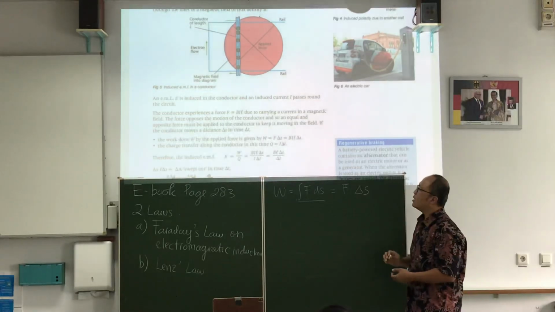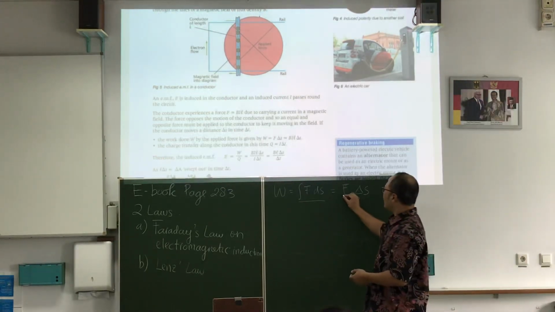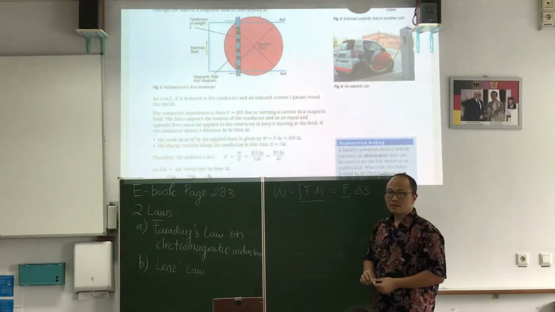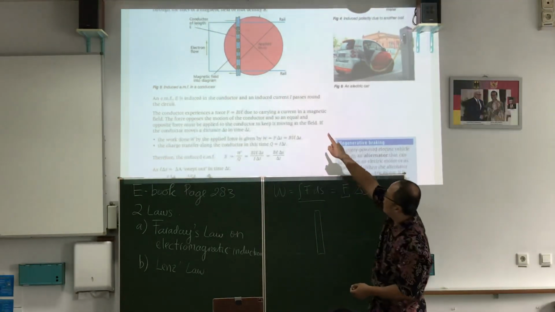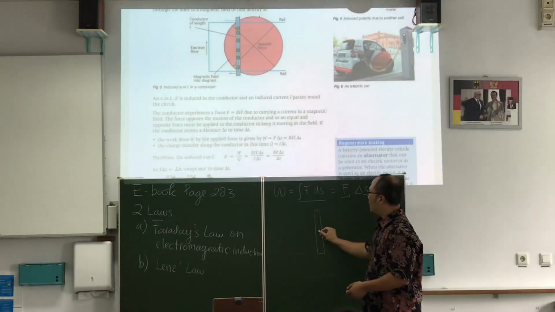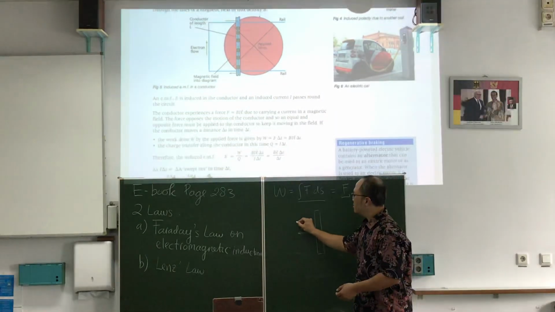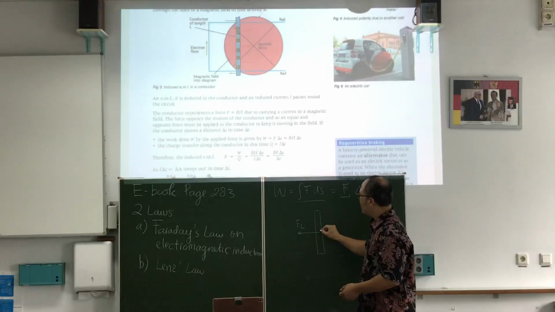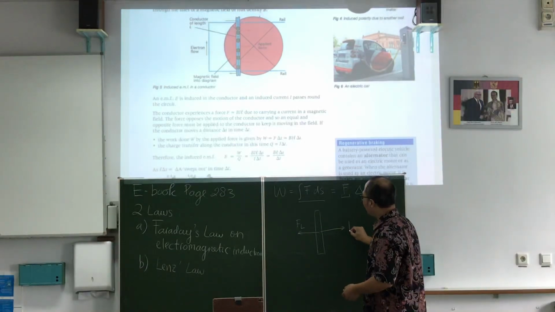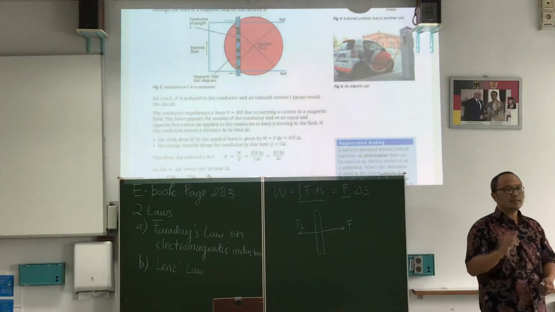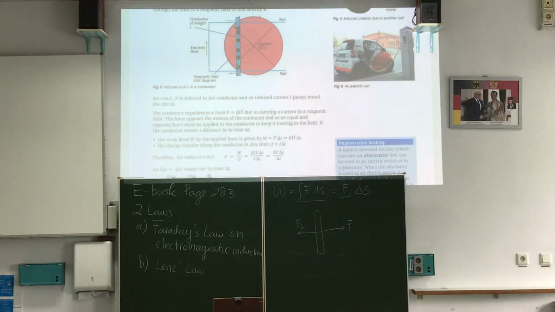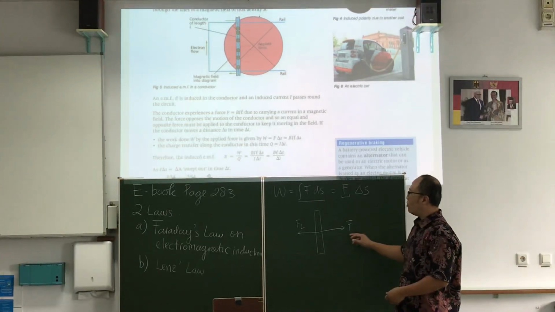Now, F times delta S, and what is F again? The force. That's right. Now you have to understand. If you see the rod there, is it the Lorentz force meant in this work F delta S, or is it the force from you?